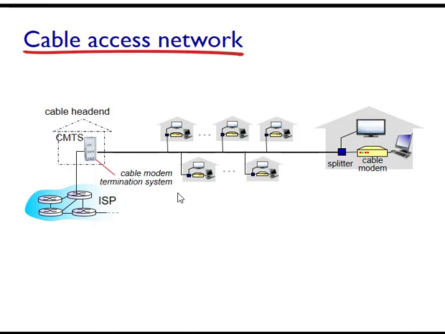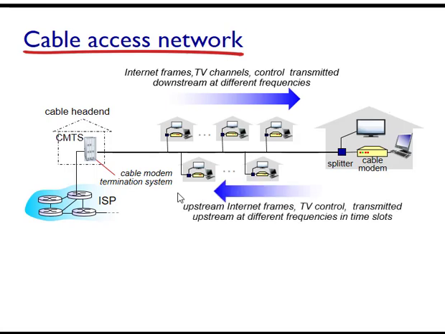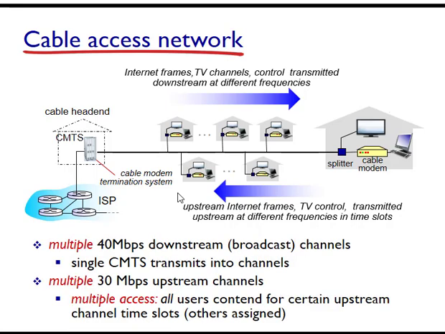DOCSIS uses frequency division multiplexing to divide downstream network segments and upstream network segments into multiple frequency channels. Each downstream channel is 6 MHz wide with a maximum throughput of approximately 40 megabits per second per channel, although this data rate is seldom seen at the cable modem in practice. Each upstream channel has a maximum channel width of 6.4 MHz and a maximum upstream throughput of approximately 30 megabits per second.